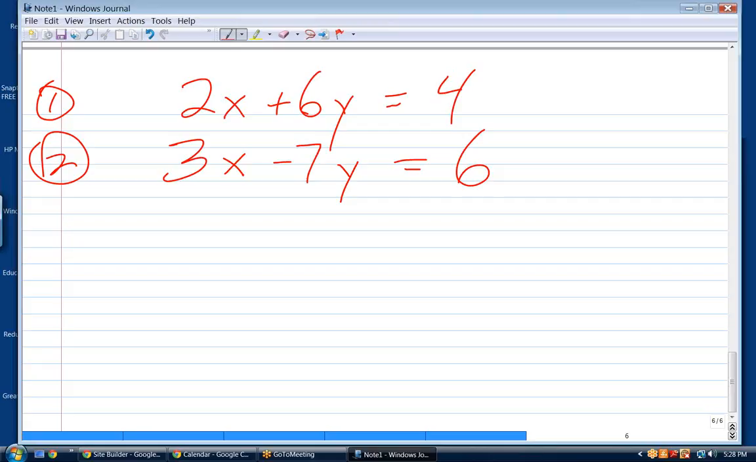Subtract. No, if I subtract them, I'm still going to have two variables. I've got to manipulate these equations so that, in other words, say I multiply the top by minus 3, and I multiply the bottom by 2. What's going to happen to my x's?